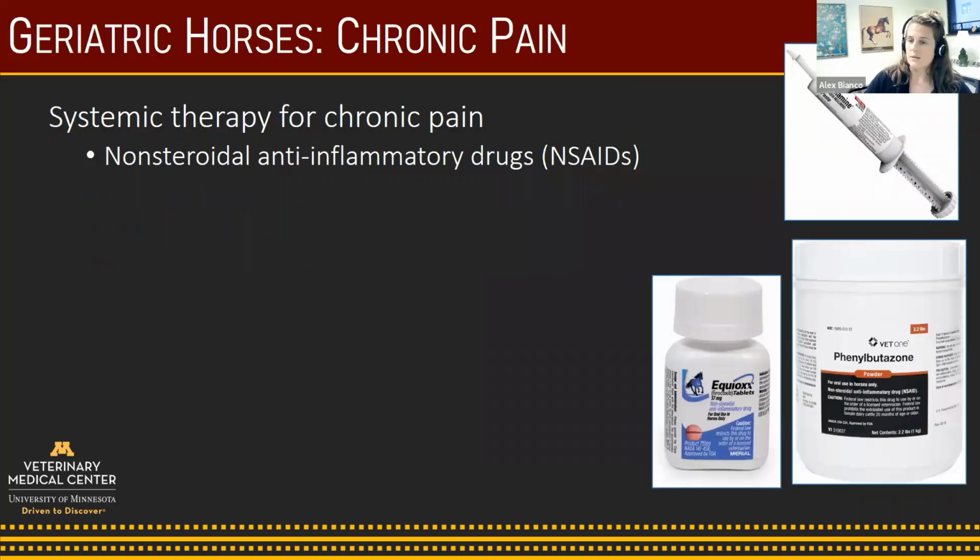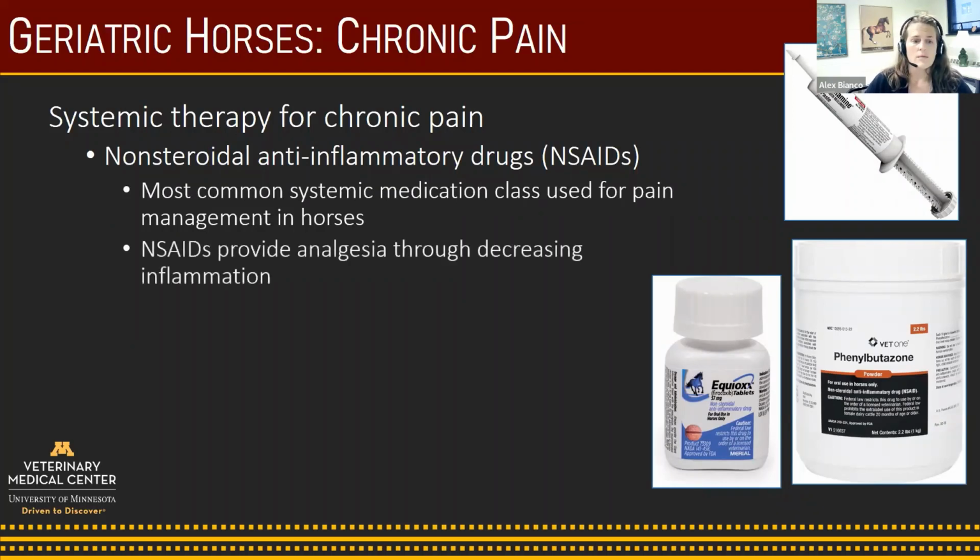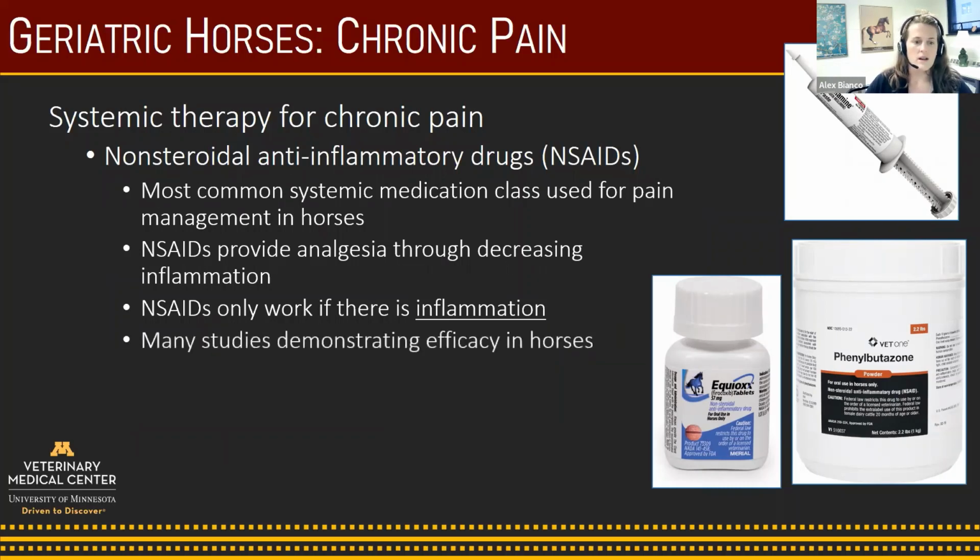So the first systemic therapy is our non-steroidal anti-inflammatory drugs. I'm just going to say NSAIDs, and we're all very familiar with these. This is the most common thing we use to manage pain in horses because they work well. They provide analgesia through decreased inflammation. So they are anti-inflammatories. They only are going to work for pain if the pain is coming from inflammation. And this is not true of all kinds of pain, but it's true of a lot of the pain that we are treating. There are lots of studies out there demonstrating that NSAIDs are effective. We all probably anecdotally know that NSAIDs are effective at decreasing pain.